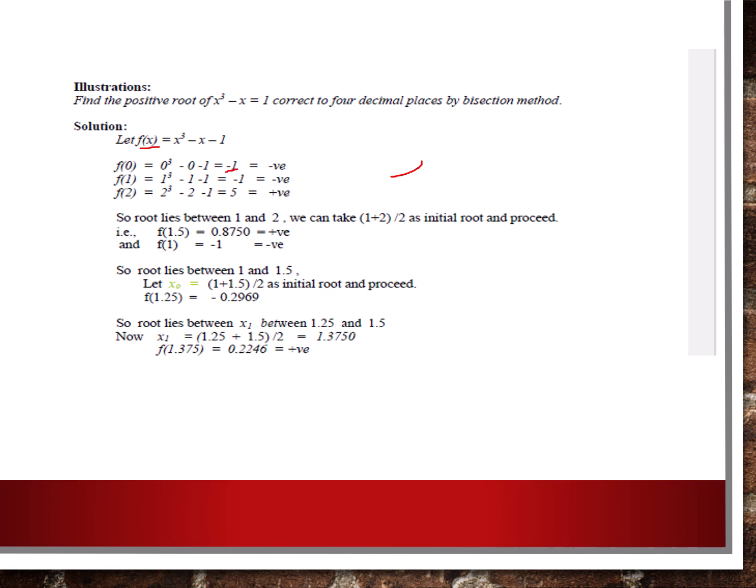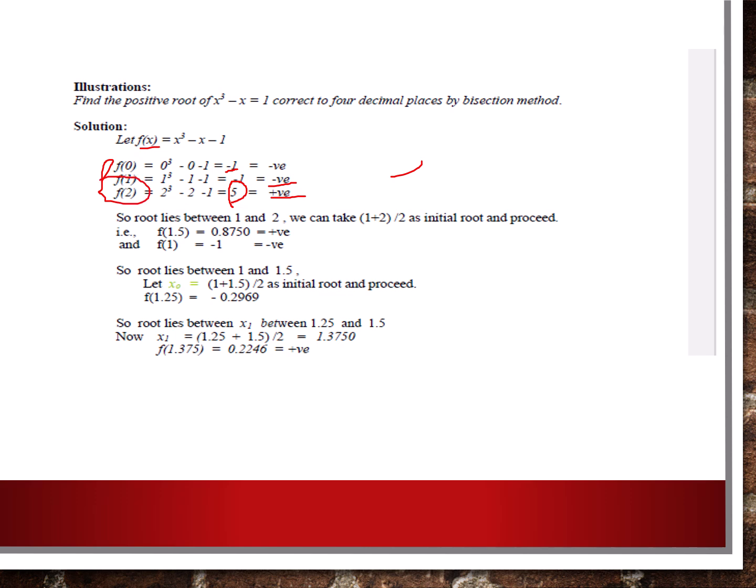Take the value of x equal to 1. Therefore, f of 1 is equal to 1 cube minus 1 minus 1 equal to minus 1. The sign is negative. Next, let x equal to 2. f of 2 equal to 2 cube minus 2 minus 1, the value is 5. The sign is positive. The root lies between 1 and 2.